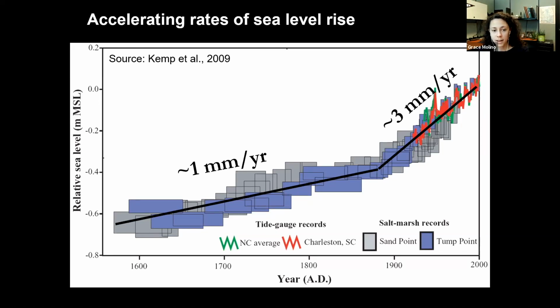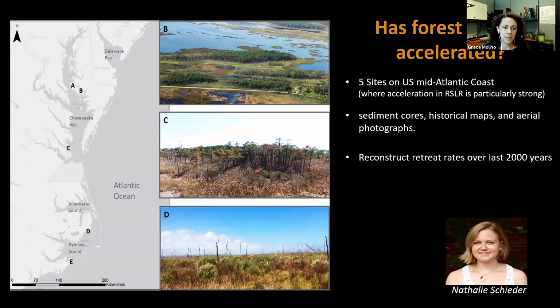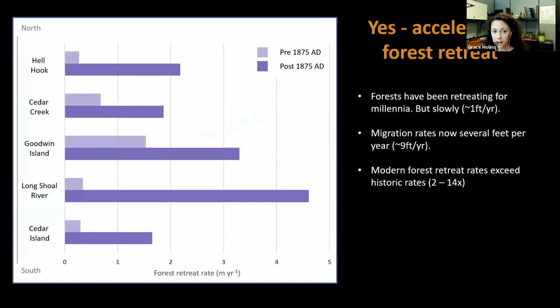And so a master's student who was in the Kirwan lab looked at the rates of coastal forest retreat at 5 locations between the Chesapeake Bay and coastal North Carolina. And she did this by looking at sediment cores, historical maps, and aerial photographs. And she reconstructed retreat rates over the last 2,000 years. And what she found was that pre-1875, the coastal forests were retreating, but very slowly, about a foot per year.